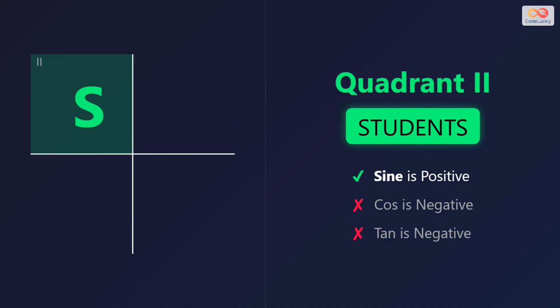Moving to Quadrant II, the word is students, which starts with an S. This stands for sine. In this quadrant, only sine is positive. Cosine and tangent are both negative.